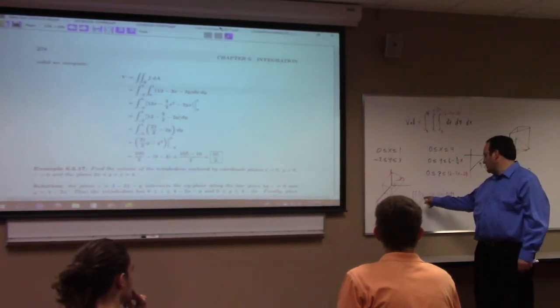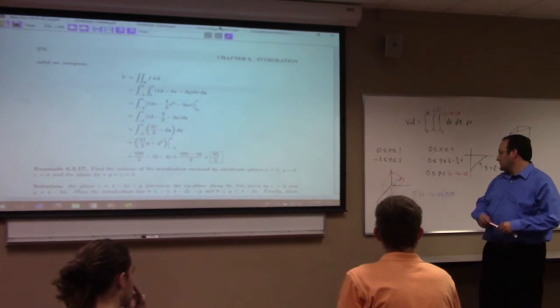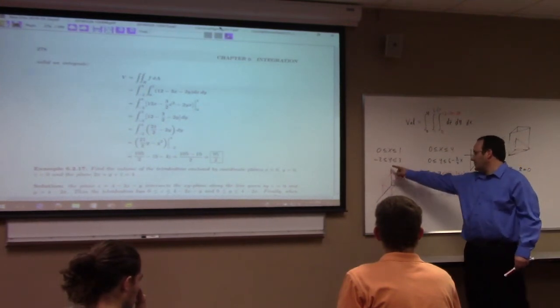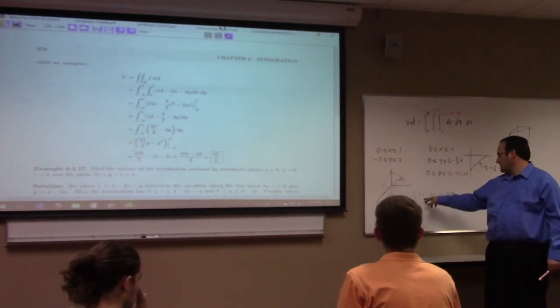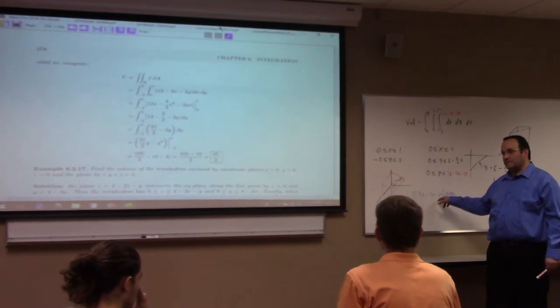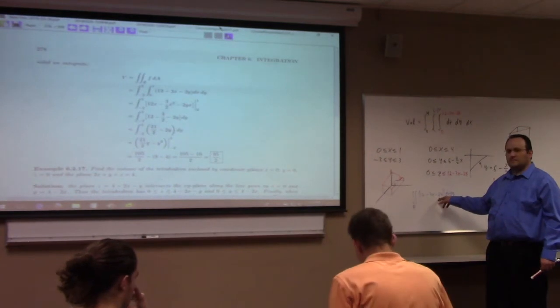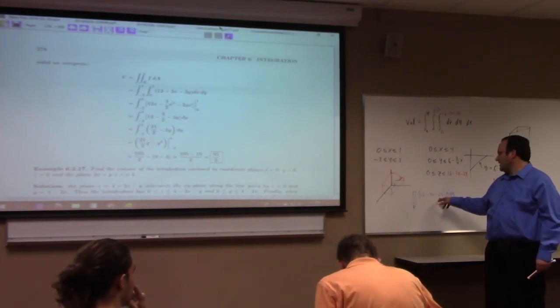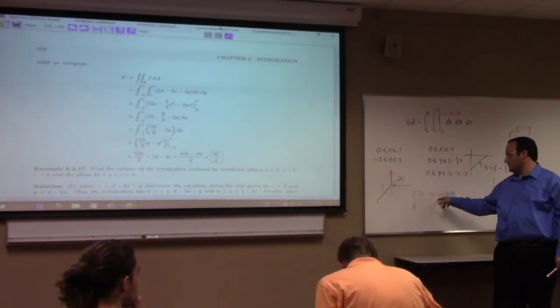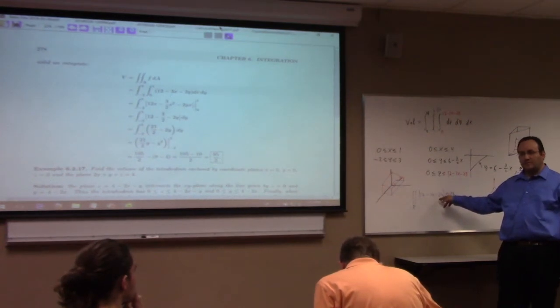You get 12 minus 2y. What about 12 minus 2y between minus 2 and 3? What's minus 2 when you put it into 12 minus 2y? You get 16, thank you. And then what happens when we put 3 in? We get 12 minus 6. So apparently it ranges between 6 and 16 along this edge.